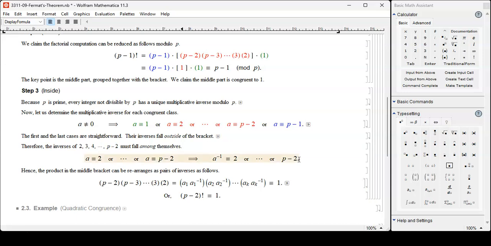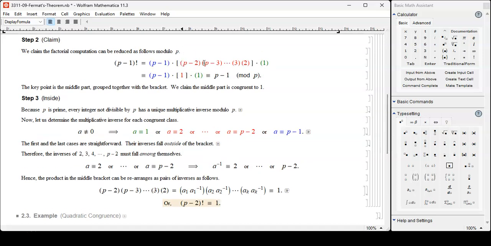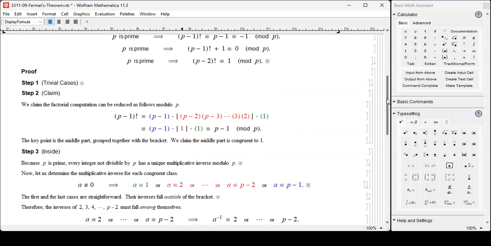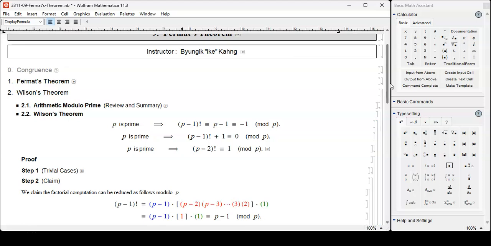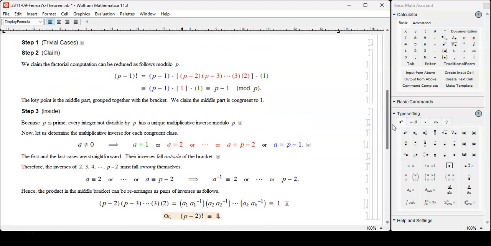We have the inverse, and then change of order because multiplication is commutative, so we can pair up number, inverse, number, inverse, like these, and you have a bunch of ones. As a result, we get (p minus 2) factorial is congruent to 1. You see, we multiply p minus 2, p minus 3, all the way up to 2, and then multiplying by 1 will not change anything, so we have (p minus 2) factorial, and that's congruent to 1. That completes the proof of Wilson's theorem. Yeah, this completes the proof of Wilson's theorem.